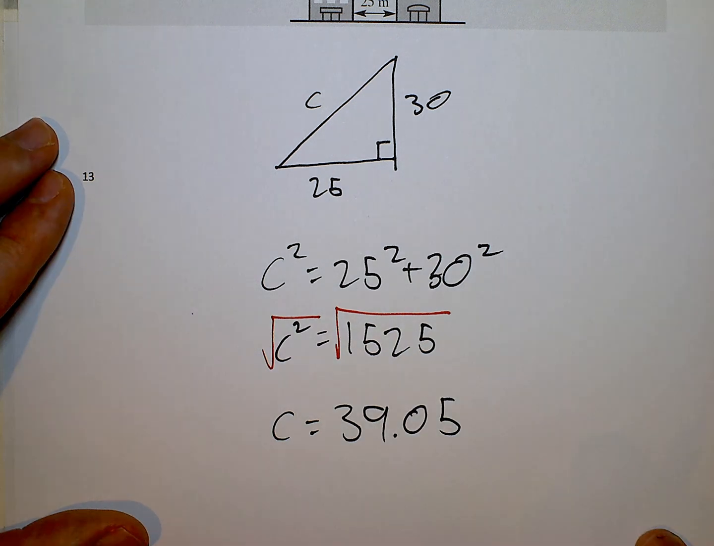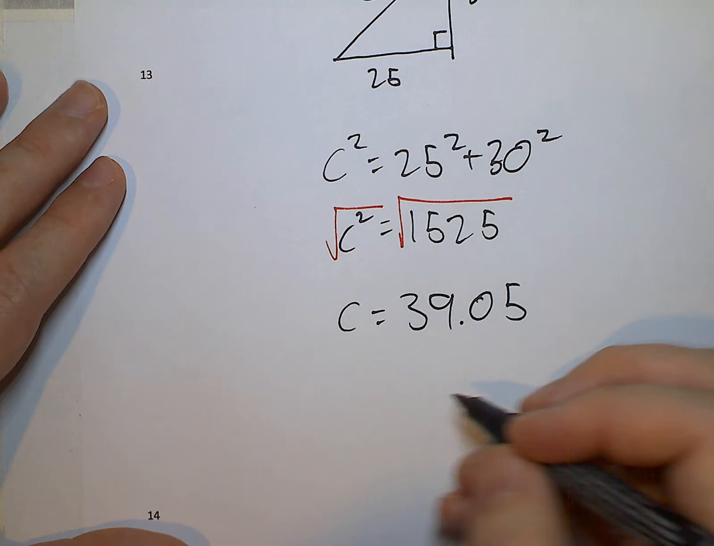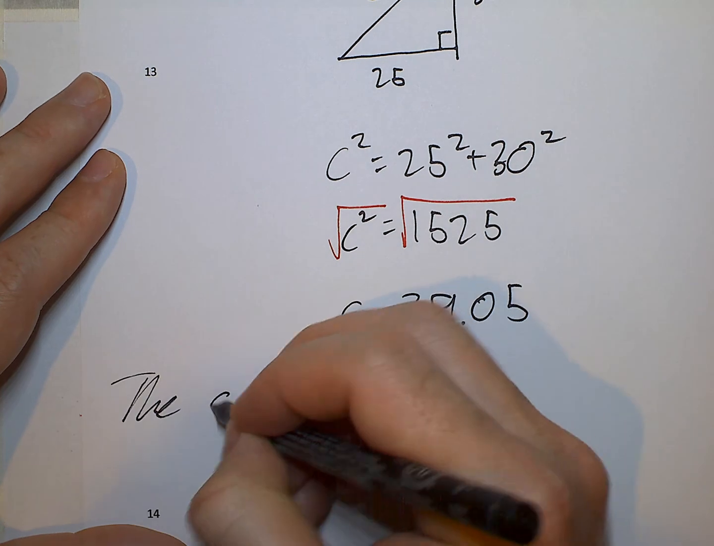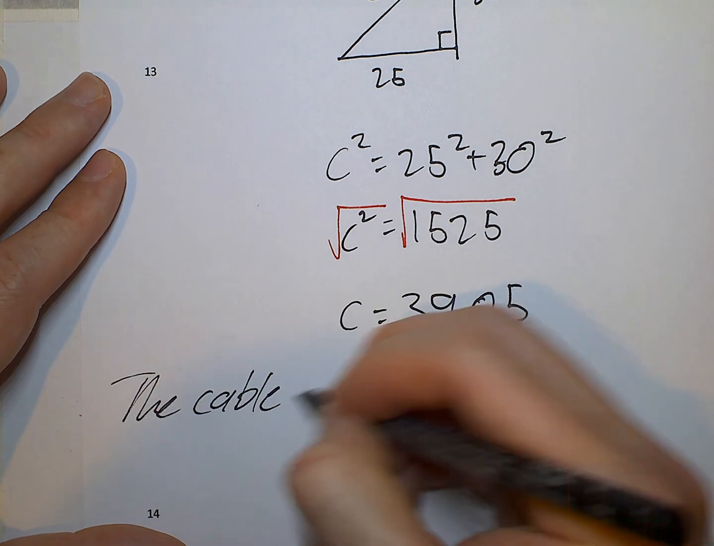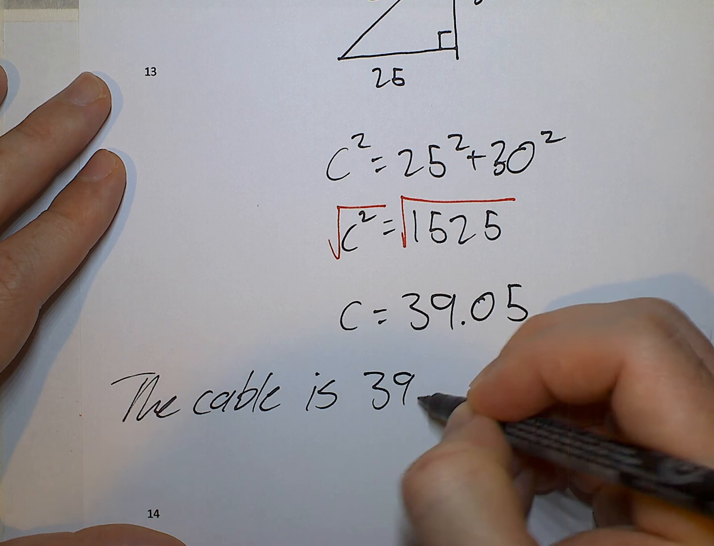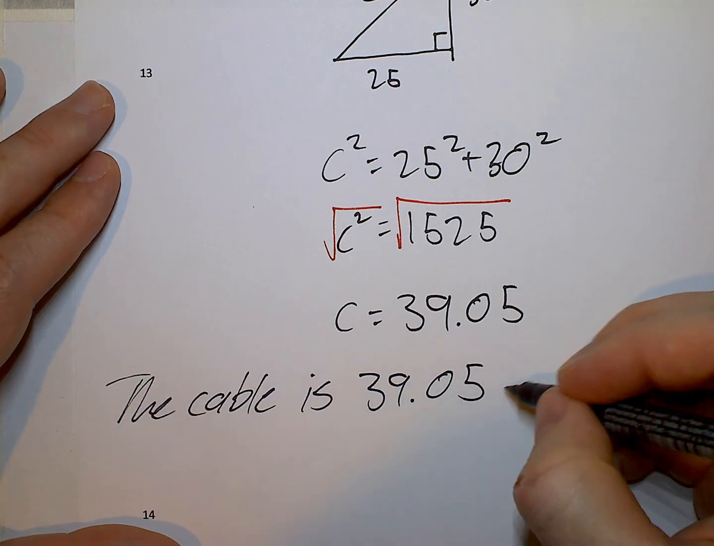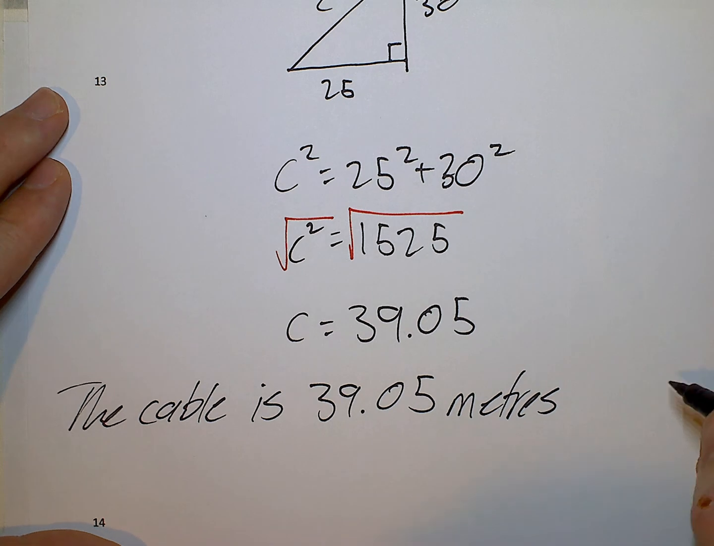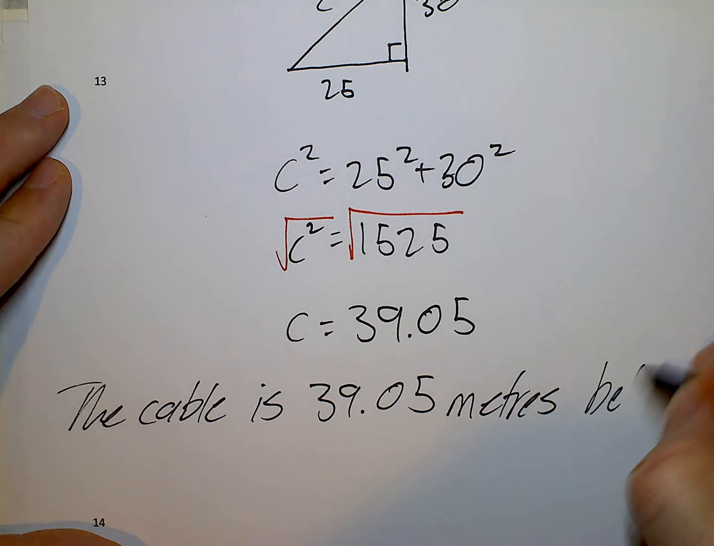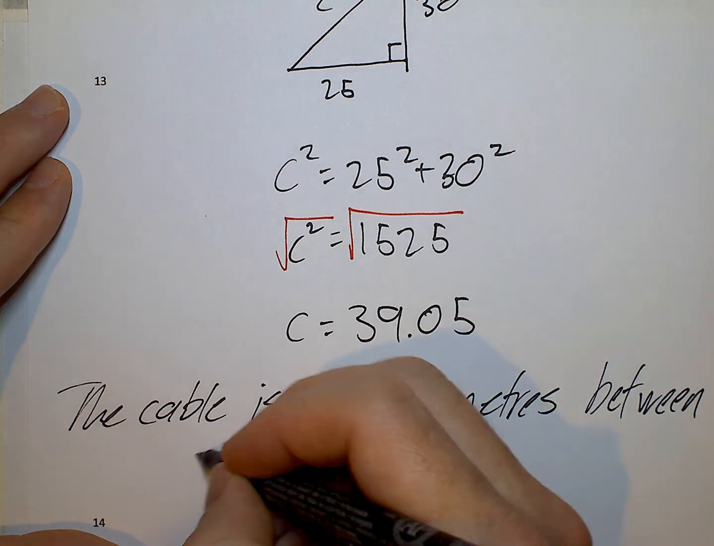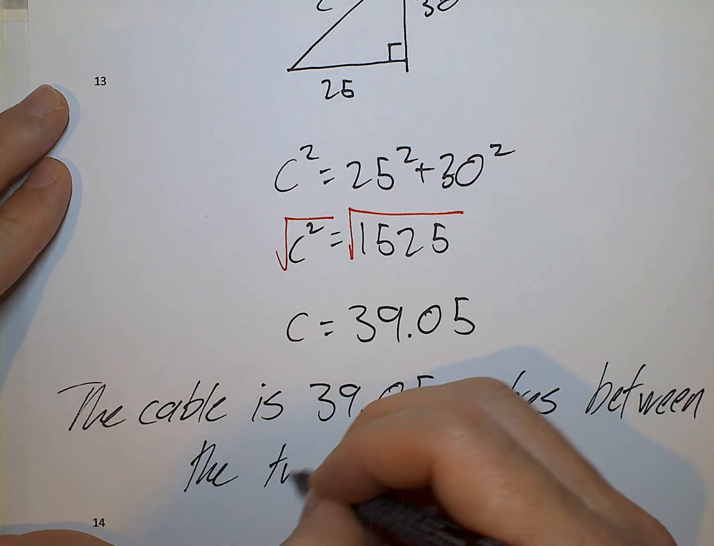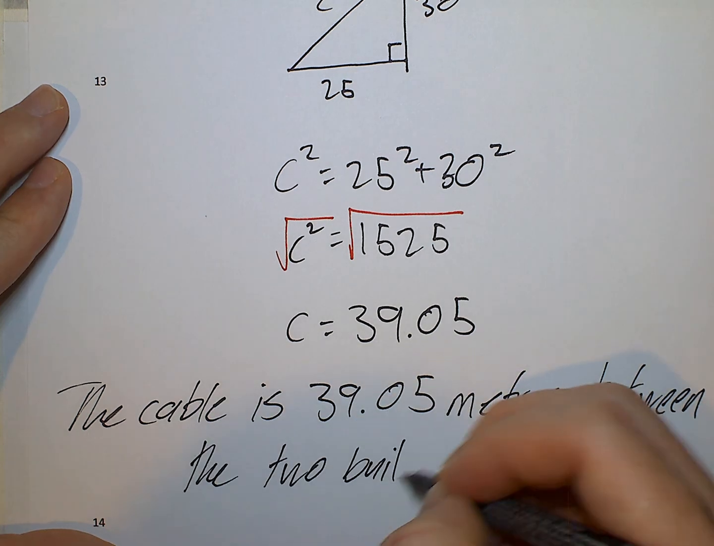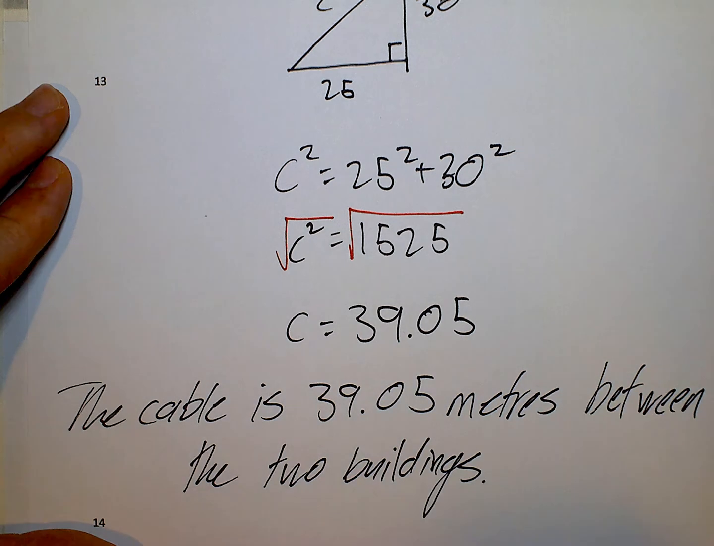Now, the question asked us in a worded question, so we have to answer in a worded answer. So, the cable, if I can spell, is 39.05 meters between the two buildings. And that's all there is.